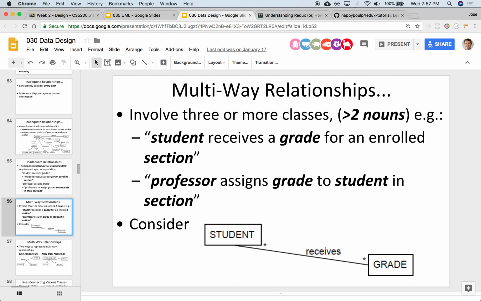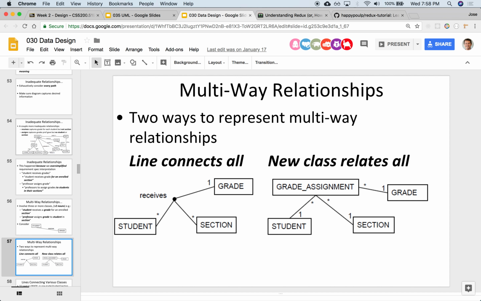we see that there's a multi-way relationship. It's not just between two, but the relationship goes across three or four or even five different nouns, right? So it's not just student and grades. There's something here missing in there, right? Or professor assigns grade to student and section. Looks like there's three or four nouns there that are related. So it would look something like this instead, right?